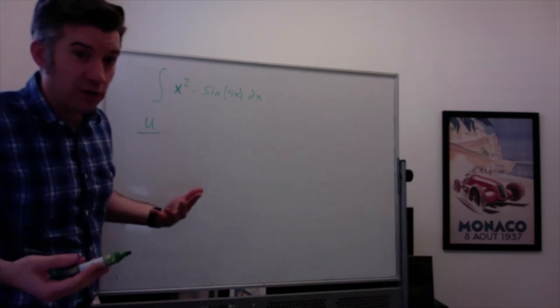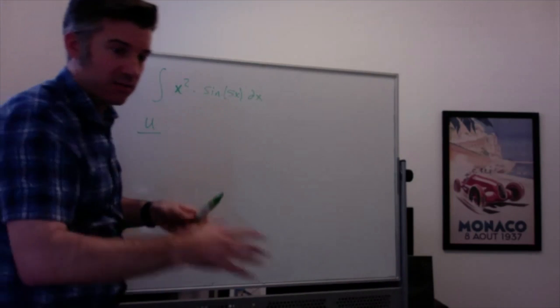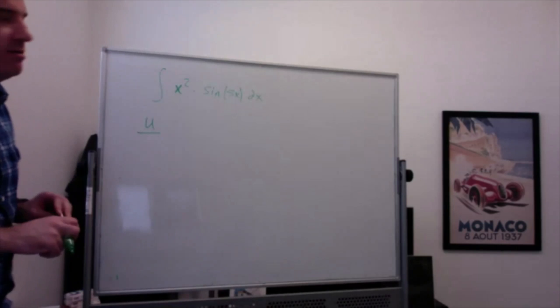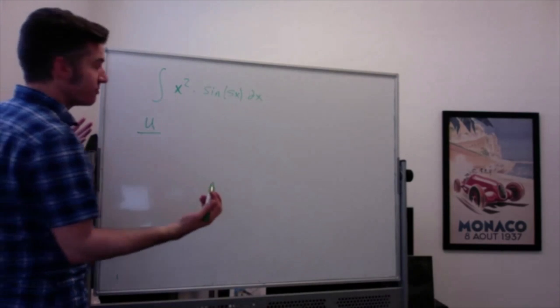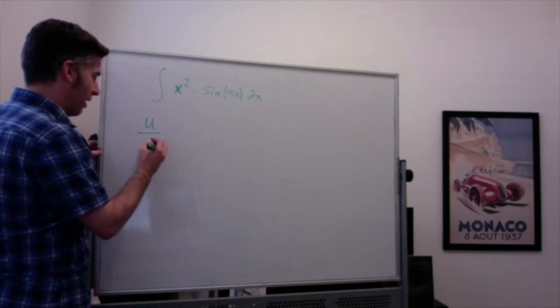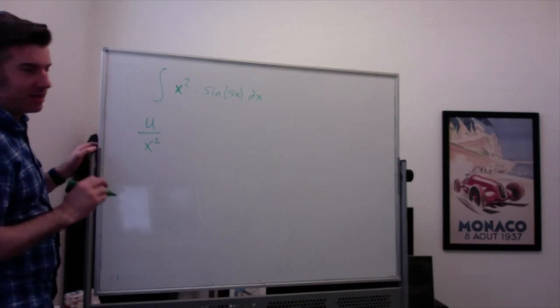What would we choose for u? X squared or sine of 5x? You guys, like, he already knows the answer, just let him say it. Nobody. Fine. Our u is x squared. Okay, someone said something. Great, thank you.